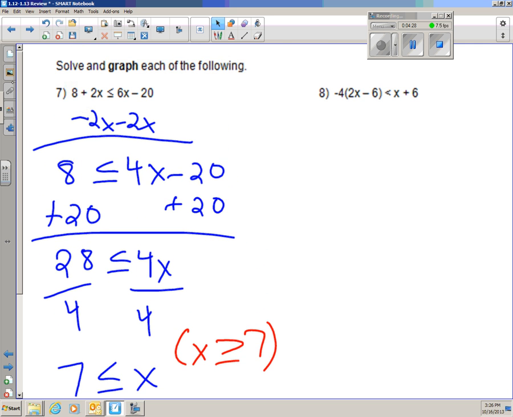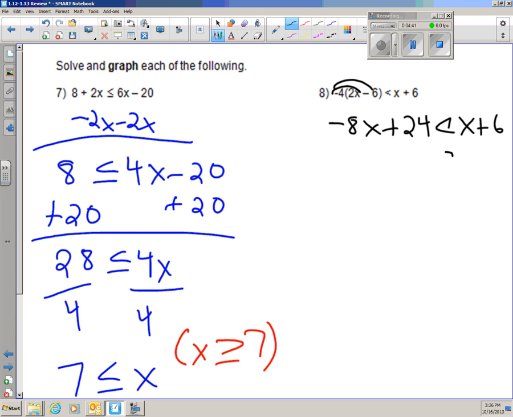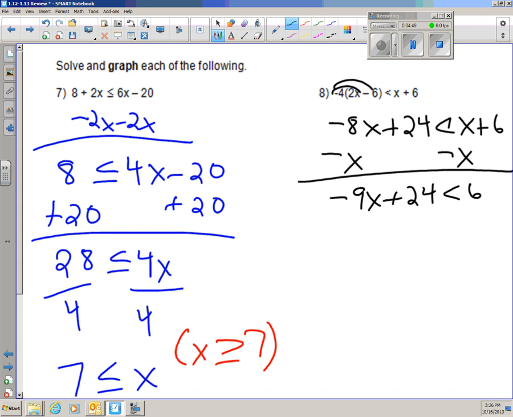Next one, distribute. This becomes negative 8x plus 24, right? Distribute, distribute, less than x plus 6. I'm going to bring the variables to the left. I'm going to subtract x. Remember, you can bring them to any side you want. This becomes negative 9x plus 24 is less than 6.